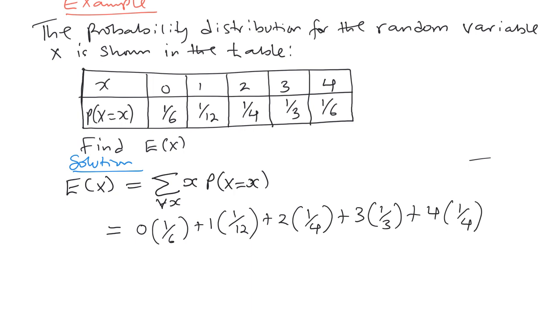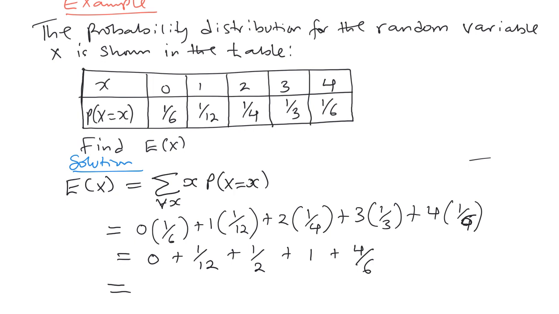No, this 1 over 6 rather: 4 times 1 over 6. So what do we get? This is 0 plus 1 over 12 plus 1 over 2 plus 1, then plus 4 over 6. So the rest is just mathematical maneuvers. Do the mathematics, get the answer.